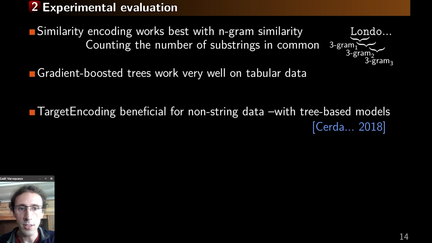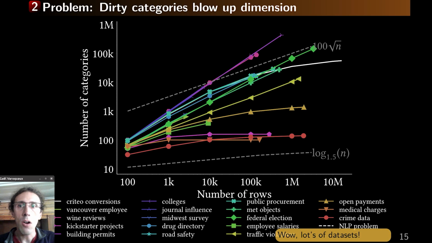What we also saw was that target encoding was very beneficial for non-string data, where we cannot use similarity encoding, but for this, we need to use complex models, such as tree-based model. Target encoding does not work well when it is used as a preprocessor for a linear model, but it works very well for a complex tree-based model. Now, the problem is that in many real-life data sets, the number of categories keeps increasing as the data set gets larger. So we have a problem of blowing up the dimension.